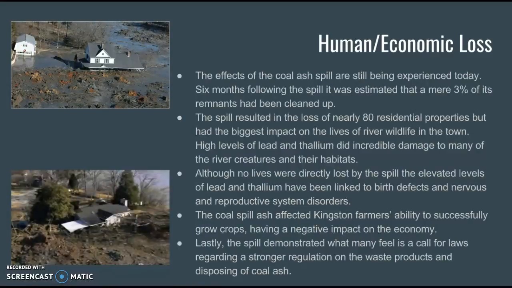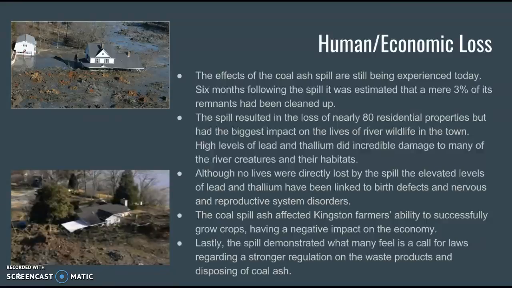6 months following the spill, it was estimated that a mere 3% of its remnants had been cleaned up. The spill resulted in the loss of nearly 80 residential properties, but had the biggest impact on the lives of river wildlife in the town. High levels of lead and thallium did incredible damage to many of the river creatures and their habitats. Although no lives were directly lost by the spill, the elevated levels of lead and thallium have been linked to birth defects and nervous and reproductive system disorders.